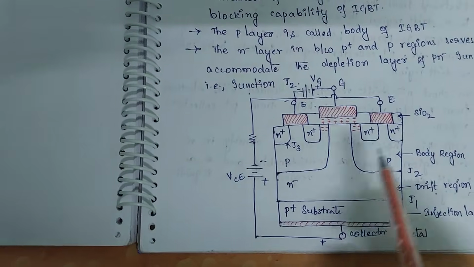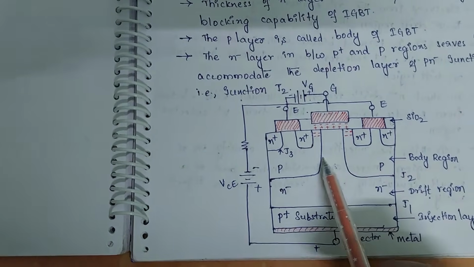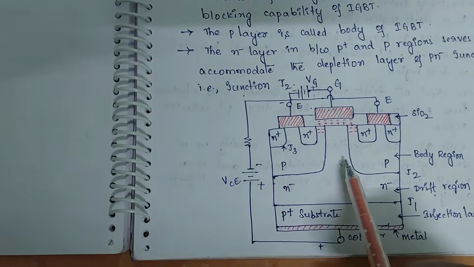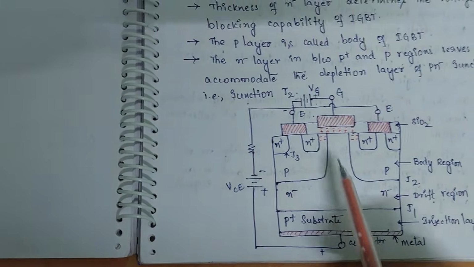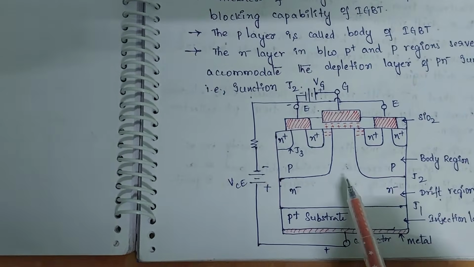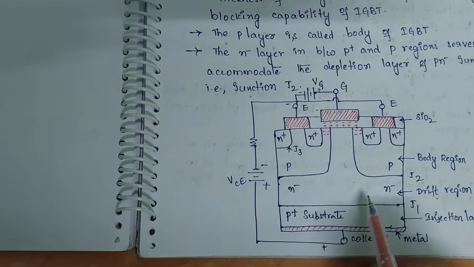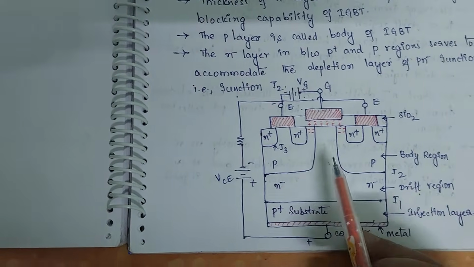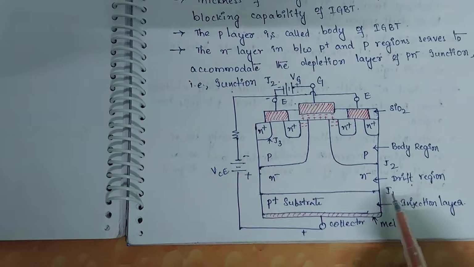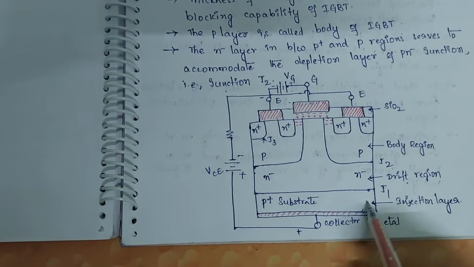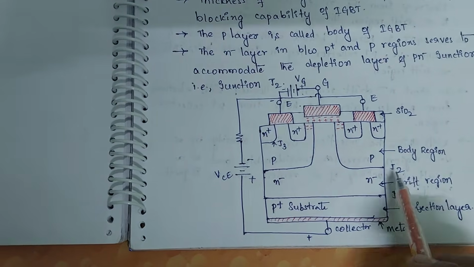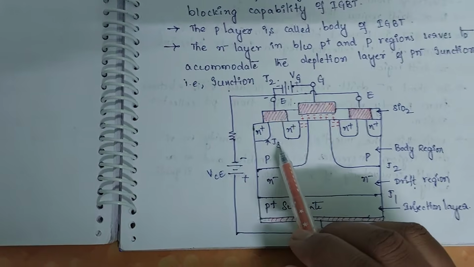So same as in the case of the power MOSFET, here also the channel is created such that we have a flooding of the electrons into the N minus drift region, due to which we are going to have a conduction from the N plus region to the N minus region. So here we are going to have three junctions: between this P plus and N minus, which is J1, N minus and P, which is J2, and N plus and P, which is J3.